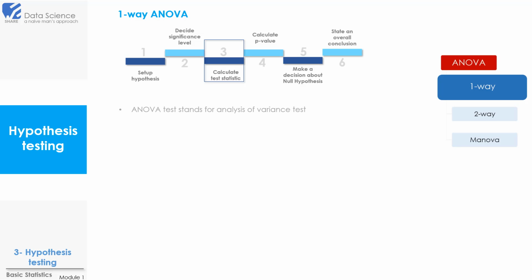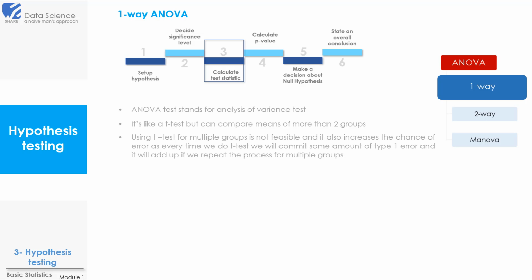Anova Test stands for Analysis of Variance Test. Just like the t-test that we saw earlier, Anova Test can also compare means. But the advantage with Anova Test is that it can compare means of more than two groups. Now we could also use t-test for multiple groups, but that is not a feasible choice. It also increases the chance of error, as every time we do a t-test, we will commit some amount of type 1 error, and it will add up if we repeat that process for multiple groups. So that is the reason it is preferred to use Anova Test.